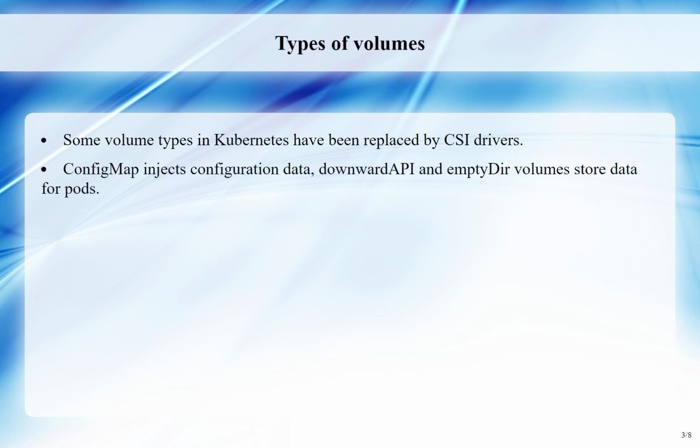A ConfigMap provides a way to inject configuration data into pods, with the ability to reference the data in a volume of type ConfigMap. The Downward API volume makes Downward API data available to applications, while the EmptyDir volume is initially empty and can be used for scratch space or holding transient data.